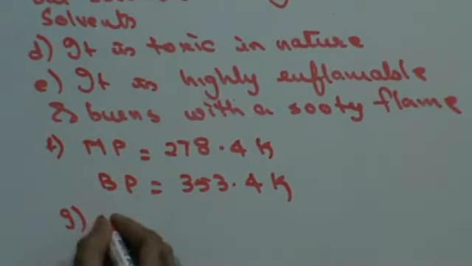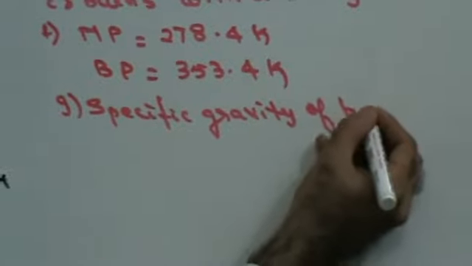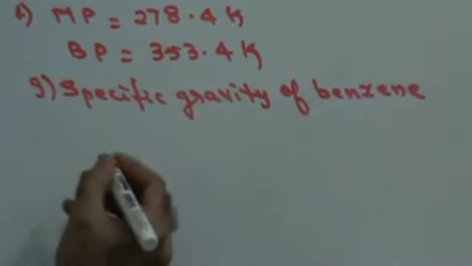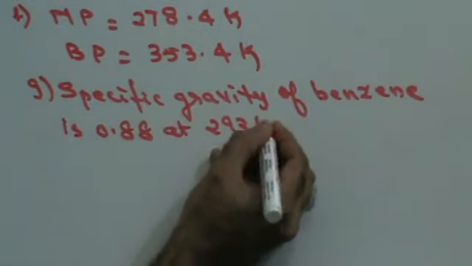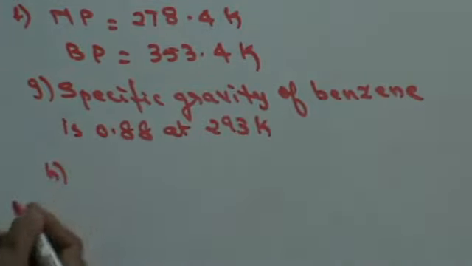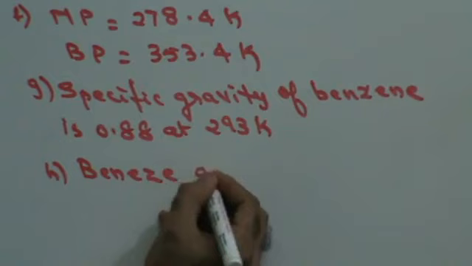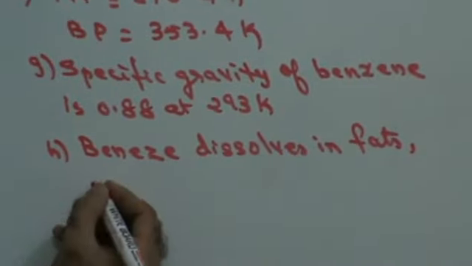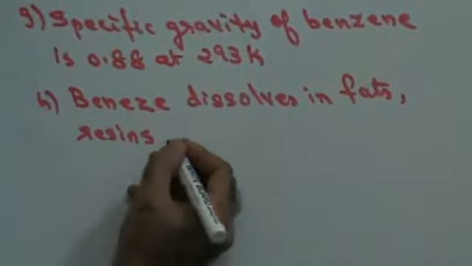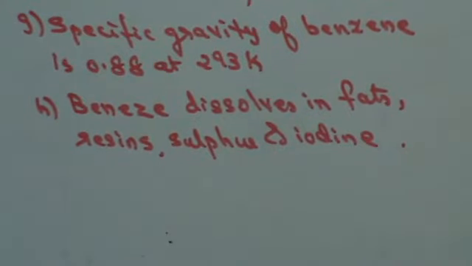The specific gravity of benzene is 0.88 at 293 Kelvin. And I can say benzene dissolves in fats, resins, sulfur and iodine. These are the substances in which benzene dissolves.